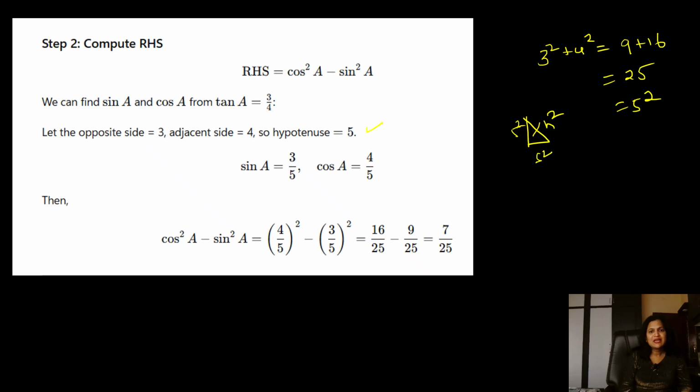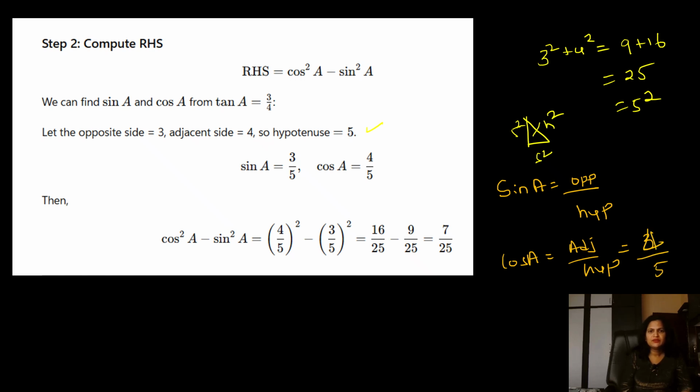Now sin A is opposite side by hypotenuse. So substitute the value. Opposite side is 3 and hypotenuse is 5. That's why 3/5. Cos A is equal to adjacent side by hypotenuse. Adjacent is 4, hypotenuse is 5. That's why 4/5.